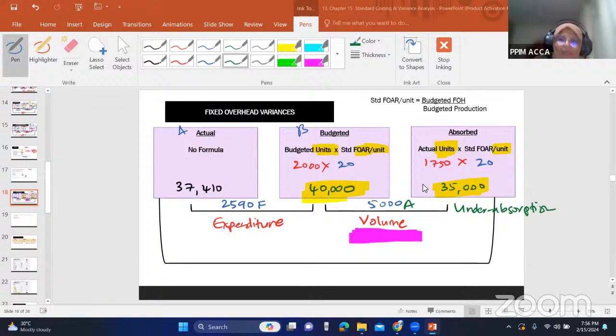Why is under-absorption adverse? Because it's like this. If, in my initial costing, I was supposed to have a cost of 40,000, but I only have included a cost of 35,000, then what have I done? I have understated my cost. If I understate my cost, that means I have overstated my profit.